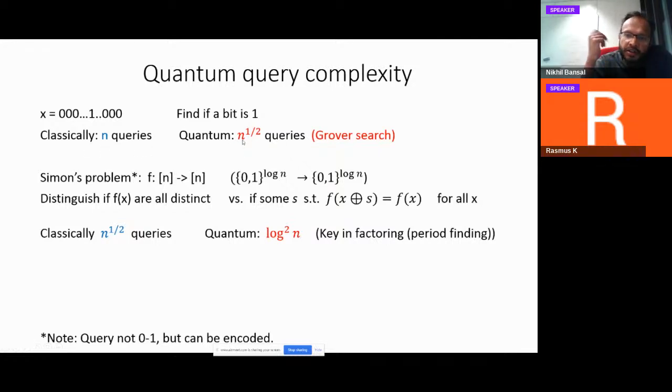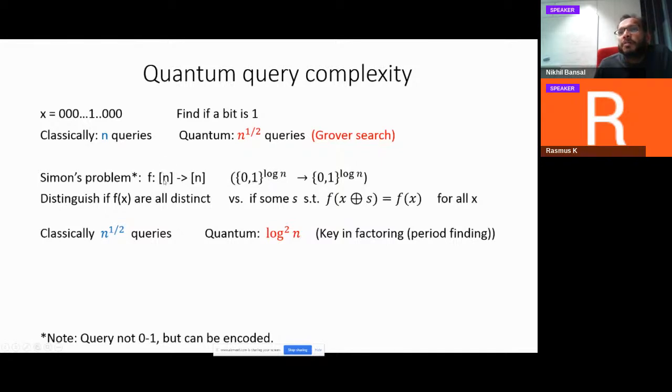And as we all know, sometimes this improvement can be much more dramatic. So we all know about factoring, we can do much faster. But before factoring, there was a more basic problem called Simon's problem, which is kind of artificial, but it's a useful one to understand. It's about finding patterns in your data. So what is Simon's problem?